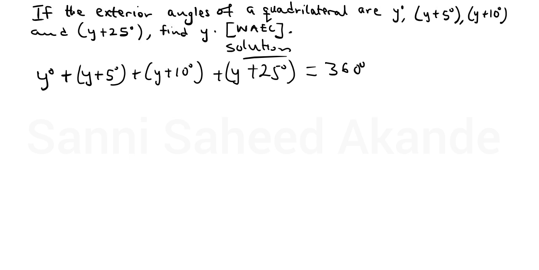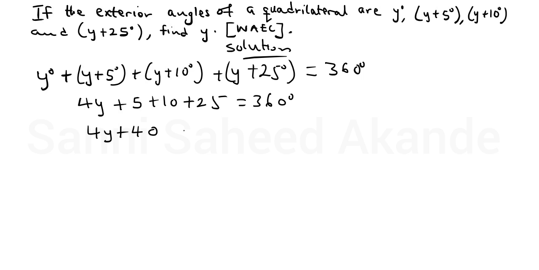Okay, so now let's add this together. If I add all the y's together, we have 4y. Then add the numbers: we have 5 plus 10 plus 25 equal to 360 degrees. So 4y, 5 plus 10 is 15, and 15 plus 25 gives us plus 40, then equal to 360 degrees. Okay, so when we collect the like terms, we have 4y equal to 360 degrees minus 40.